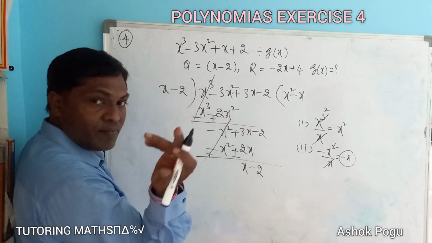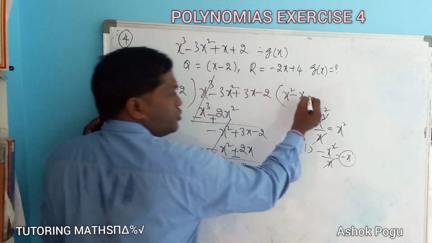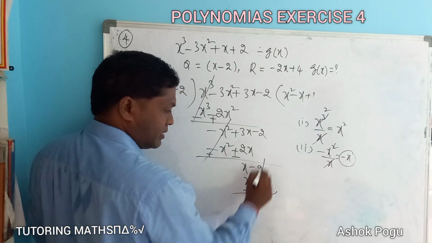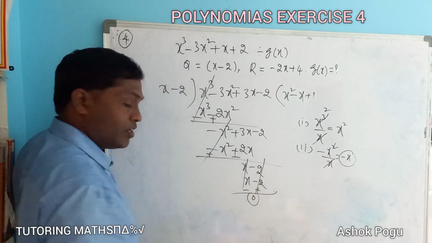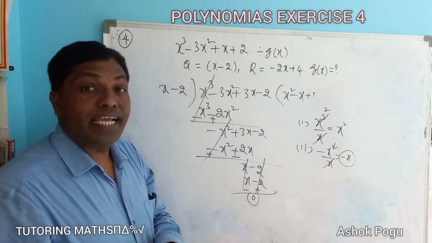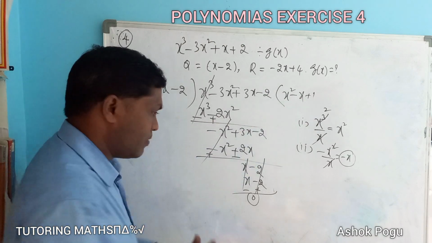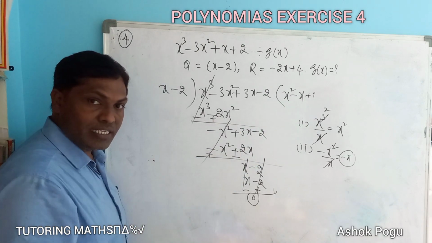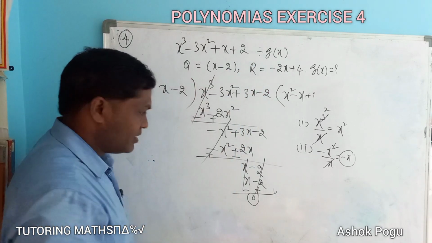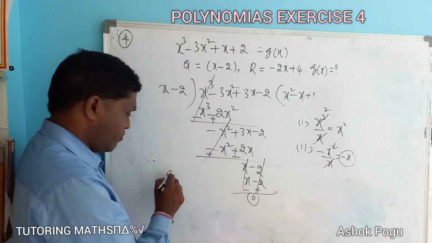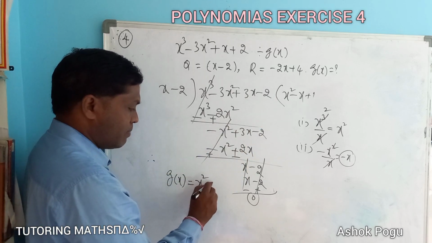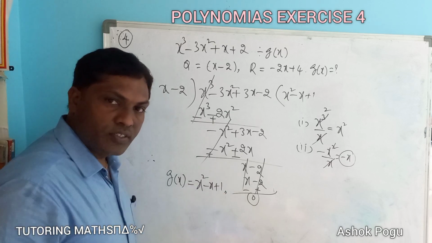So in which table? One table. X minus 2 ones are x minus 2. So minus plus, all they get cancelled. We got remainder 0. So therefore, what is the quotient? X square minus x plus 1. So write in your result. What is the question? The question is find g of x. So what is g of x? Therefore, g of x is equal to x square minus x plus 1. So that's it.